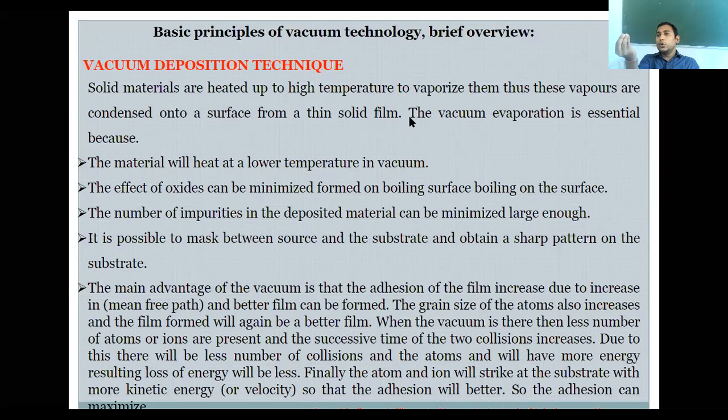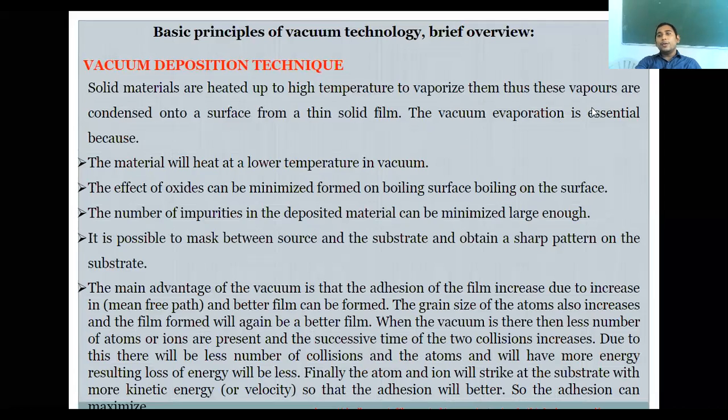For example, look here, this is your solid material. If we heat from the bottom at high temperature, that material is vaporized, and simultaneously the vapors spread everywhere. If there is a chiller or chilling pipeline present, the vapor is condensed onto that surface, and simultaneously that molecule is deposited.